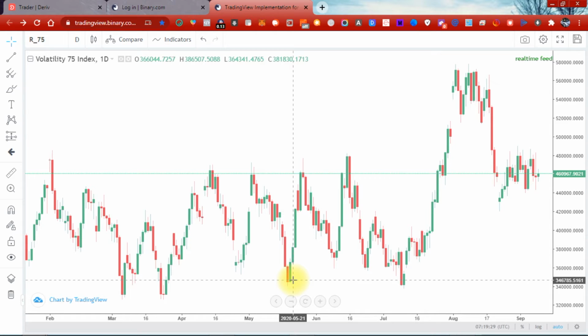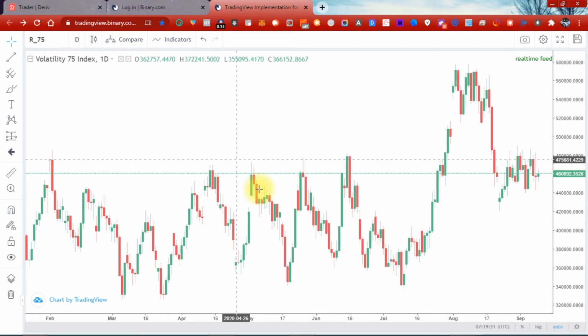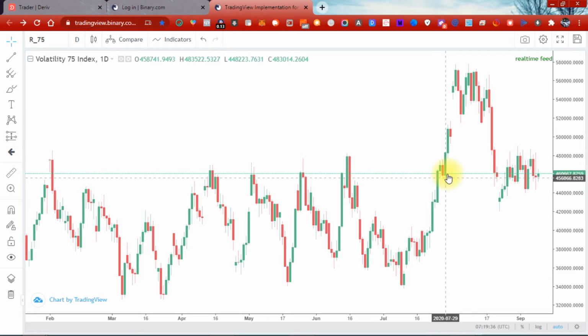But the respected areas, as you can see, it was respected quite a lot, this area over here, until it was broken, right? And as you can see, even after the breaking, it actually came back and retested that level. So it's all about these levels. The support and resistance levels are very key also when it comes to Vix75.